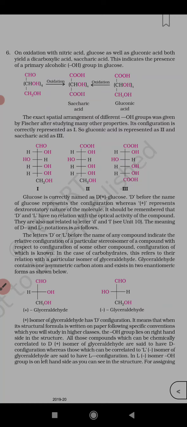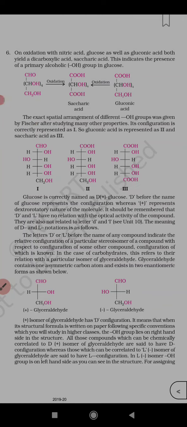Glucose is correctly named as D plus glucose. D before the name of glucose represents the configuration, whereas plus represents the dextro-rotatory nature of the molecule. D and plus are different.